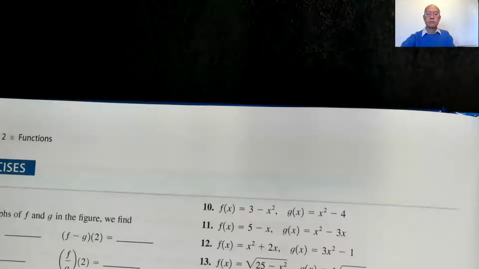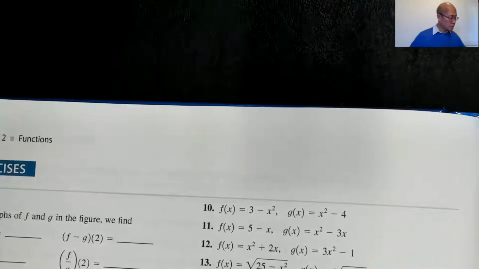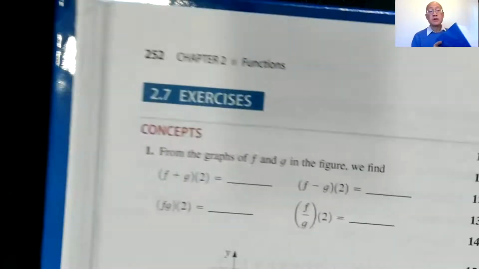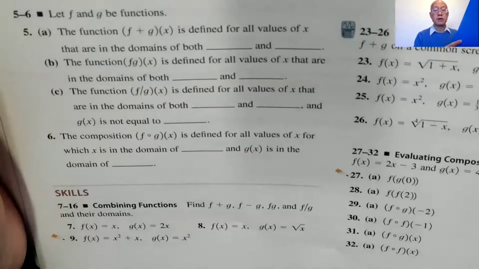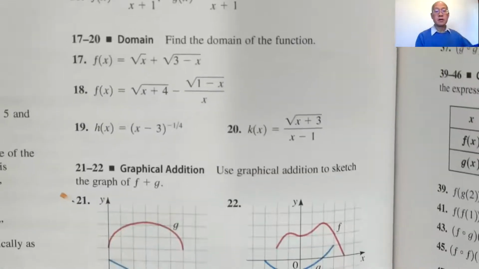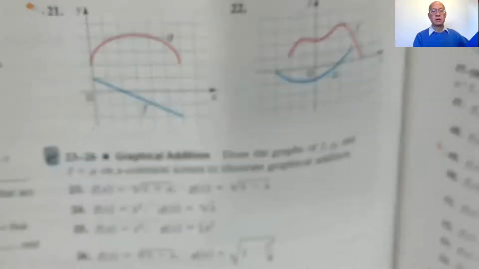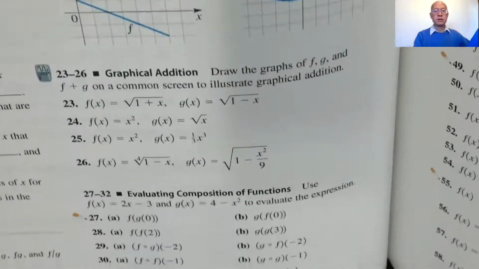This is section 2.7 on combining functions. On page 252, take a look, we have to go up to problem 61. It's on page 252, at the bottom, starting with 7. That's up to about 15. Don't think we had to do those there.